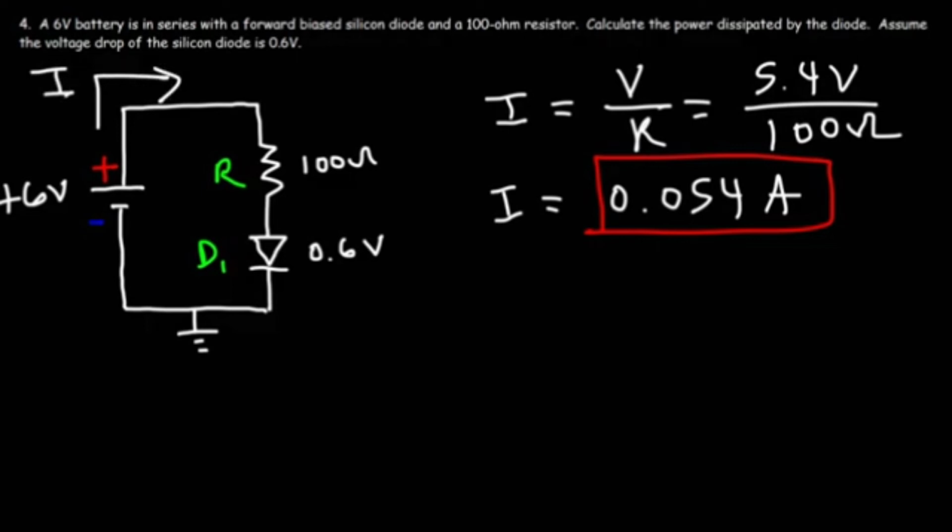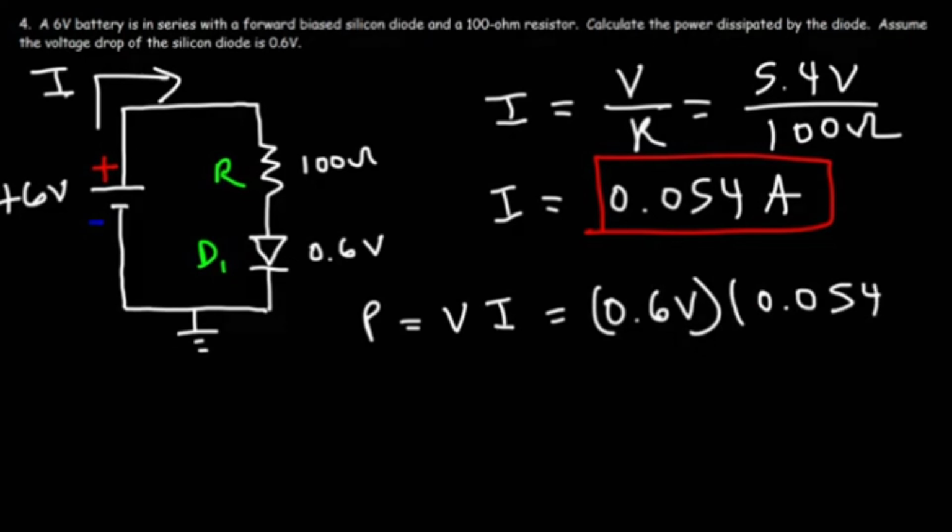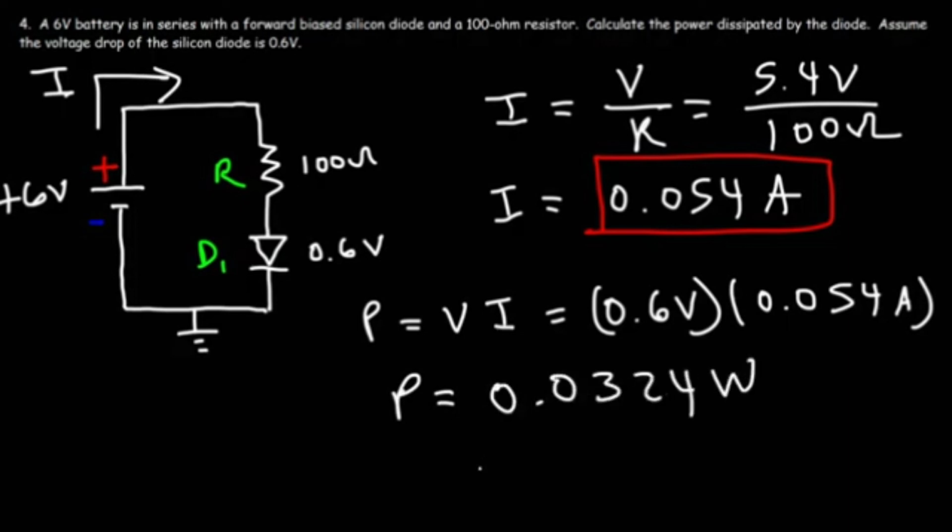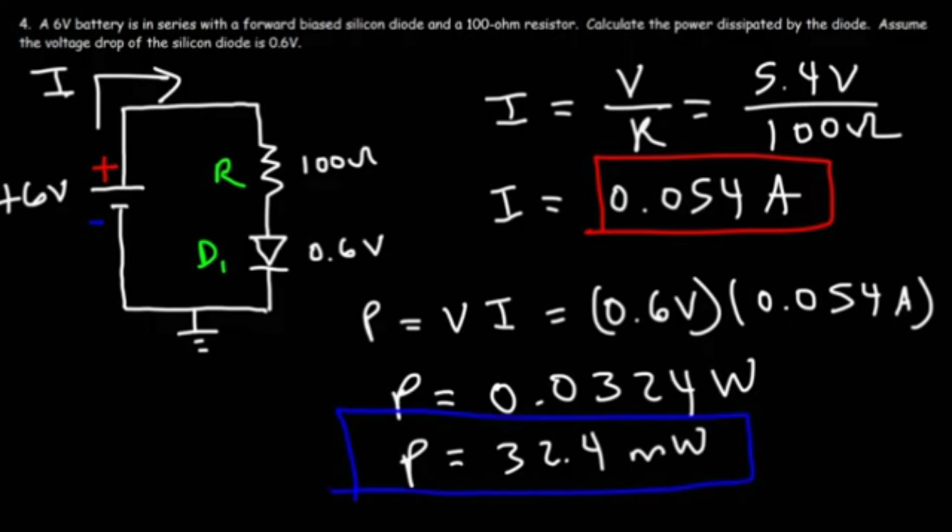Now let's calculate the power dissipated by the silicon diode. So it's going to be the voltage across the diode times the current flowing through it. We know the voltage across it is 0.6 volts. The current flowing through it is the same as the current flowing through the resistor because these two elements are in series with each other. So it's going to be 0.6 times 0.054, and thus the power dissipated by the diode is 0.0324 watts. And if you multiply that by 1,000, you'll get 32.4 milliwatts. So that's the power dissipated by the diode, that's how you can calculate it.